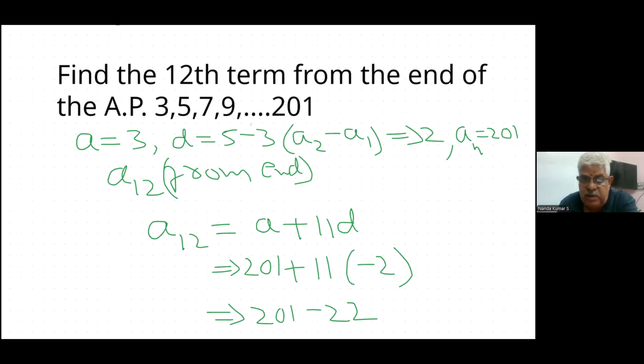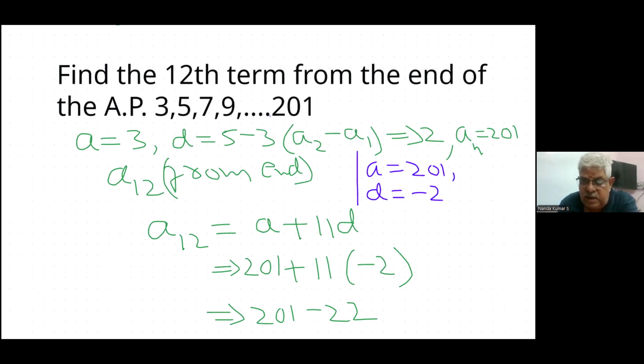From the end, you just imagine how you can identify. Usually from the beginning, we consider the first term as A, but we are calculating from the last. Therefore, here the first term we are considering is A equals 201. Now the common difference from the beginning is A2 minus A1, 5 minus 3, which gives you plus 2, but here you have to consider negative 2 because the term previous to 201 will be 199, you remember.